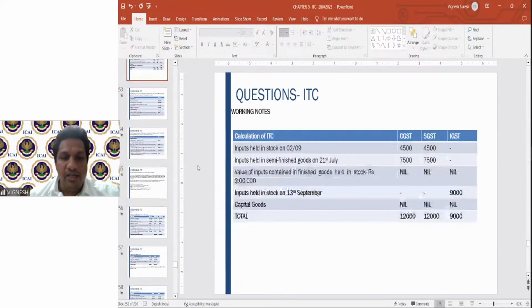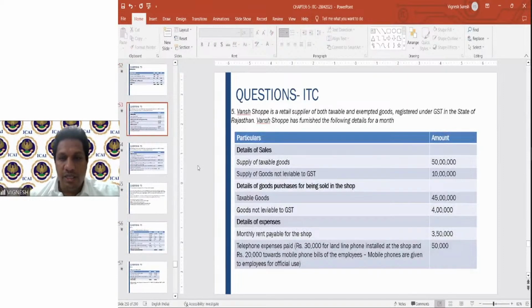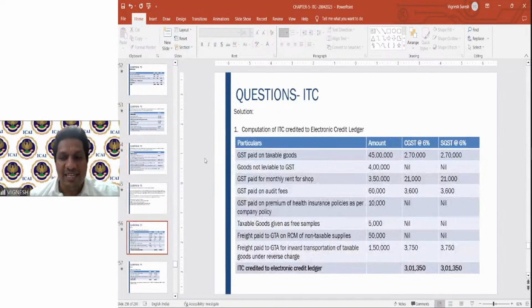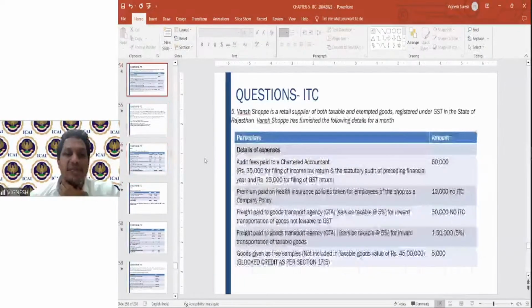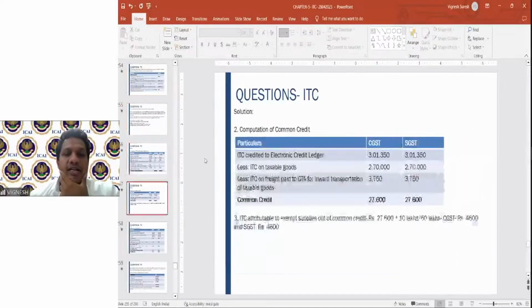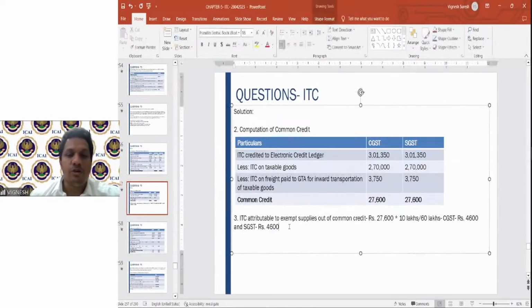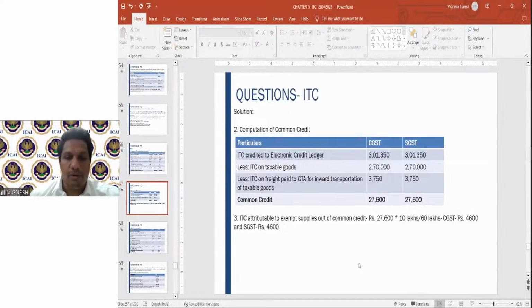How do you go for exempt supply? Very simple. What is the turnover? 50 lakhs is taxable, non-GST exempt is 10 lakhs. So 10 by 60 into 27,600 is your ITC attributable to the common exempt supplies out of the common credit. I hope you understood the problem. Okay, that is the point number 3.